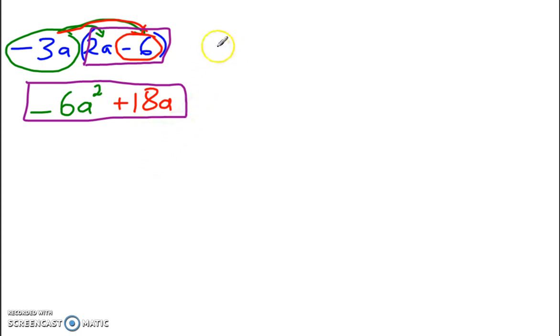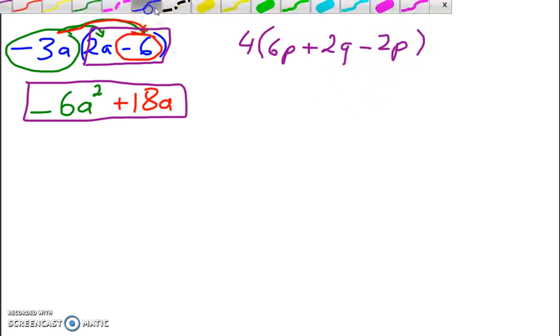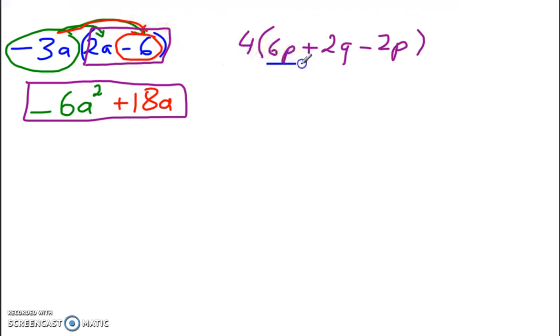Alright, next problem, let's look at this. 4 times (6p plus 2q minus 2p). You could do this two ways. You can either simplify within the parentheses first. We've got 6p and minus 2p here. So 6p minus 2p could give me 4p inside the parentheses times 4 would be 16p. Or I choose to do distributive property with what's outside the parentheses with everything inside. I get the same result.